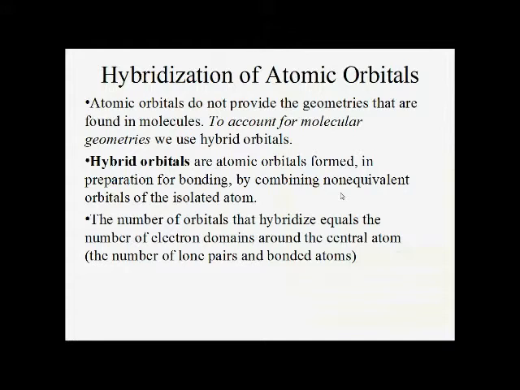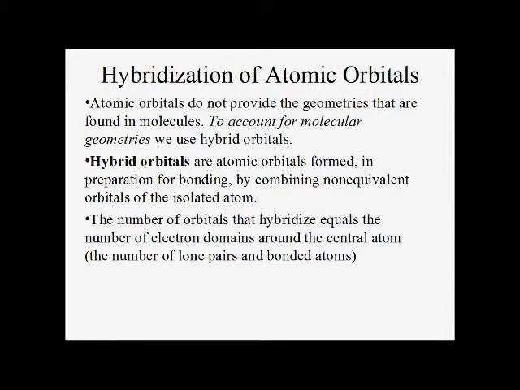Our atomic orbitals do not give us the shapes that we see. We cannot get a 120 degree bond angle using s, p, d atomic orbitals. So what we're going to do is hybridize the atomic orbitals. Mathematically, we would do this with what is called linear combination of atomic orbitals. So we're going to take some atomic orbitals and blend them together to create new atomic orbitals.